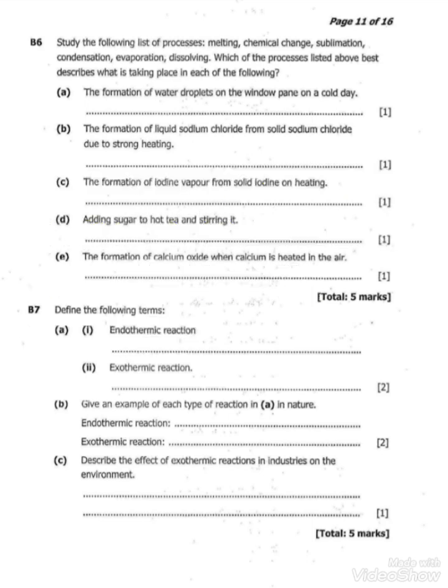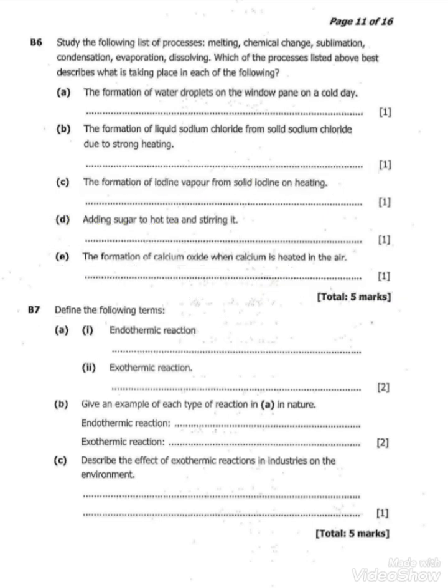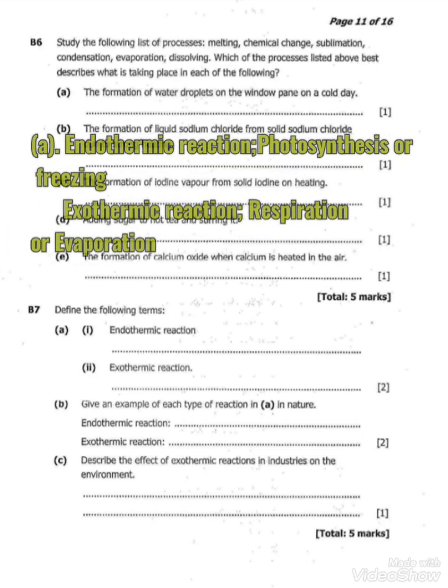Give an example of each type of reaction in nature. So they need an example of an endothermic reaction and an exothermic reaction. The example of an endothermic reaction is photosynthesis. Photosynthesis absorbs light energy from the environment. It is absorbed, so the reaction is endothermic.